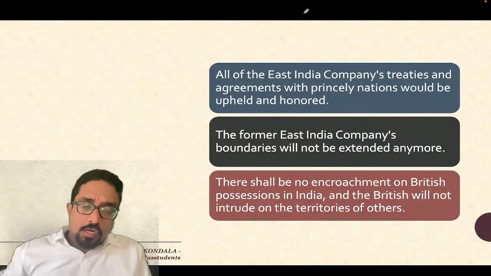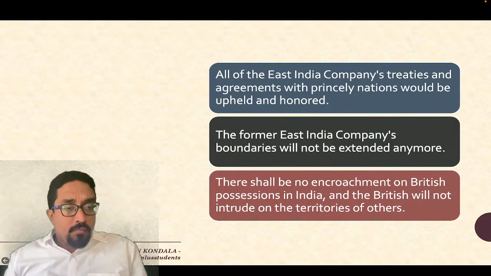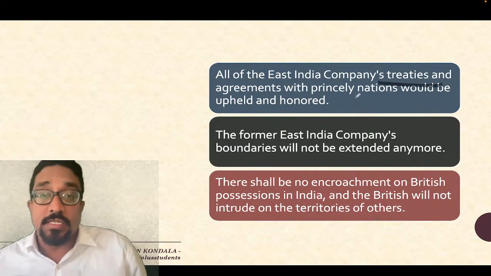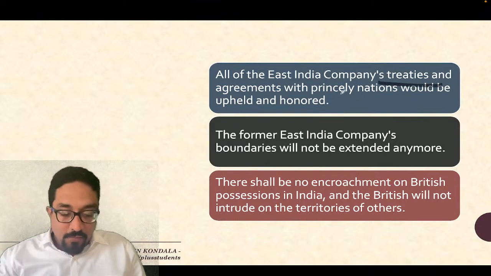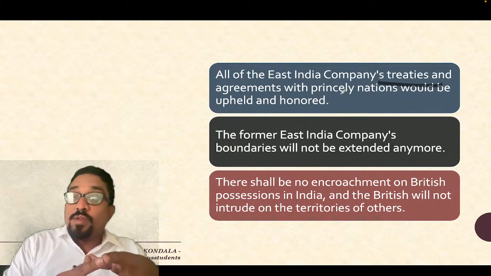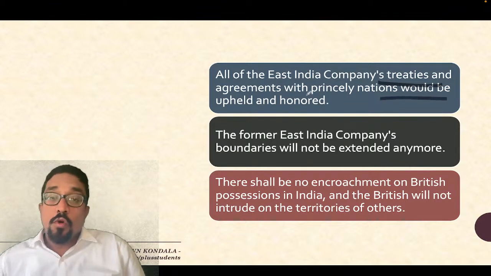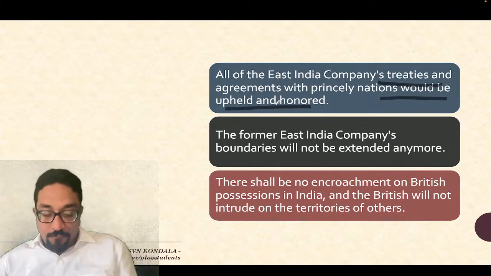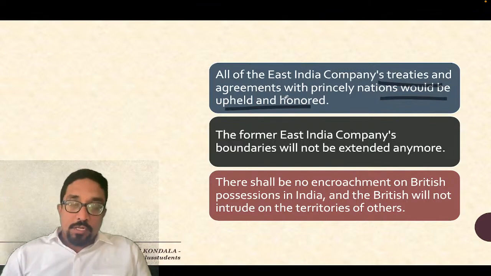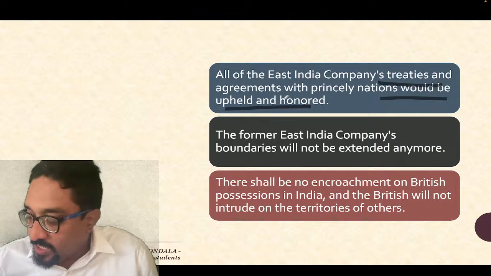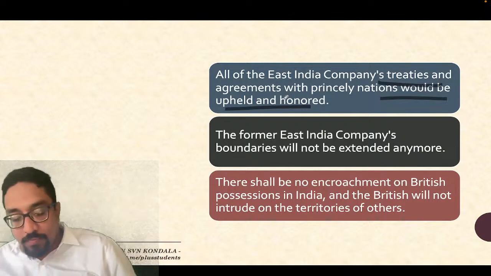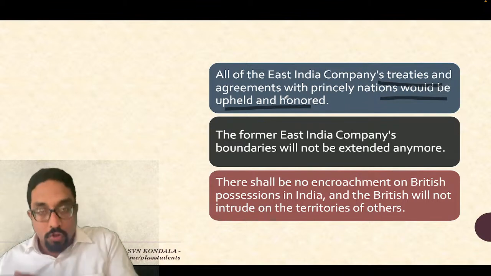Now, what were the terms of it? The Crown very clearly clarified that all the Company's treaties, Company agreements, and the Company's relations with the princely states would be upheld and honored in full. No discrimination will be done. Whatever agreements Indian princely states had with the East India Company, the same will be continued by the British government, the new Crown administration.